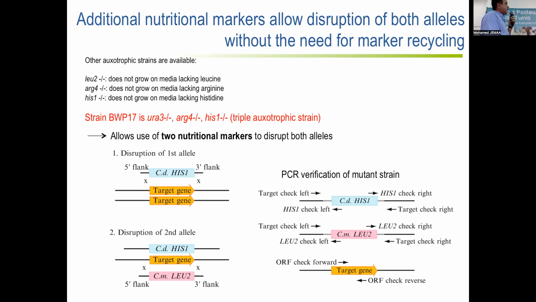And then you can verify your mutant by PCR by checking the left side, the right side for HIS1, and checking left side, right side for LEU2. You're not supposed to amplify the targeted gene. So this is the classical way to create mutants using nutritional markers in yeast.